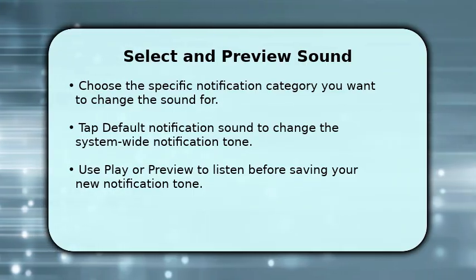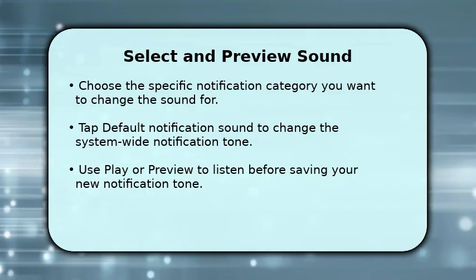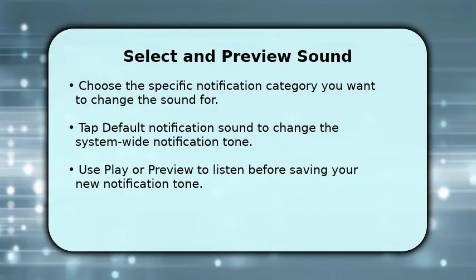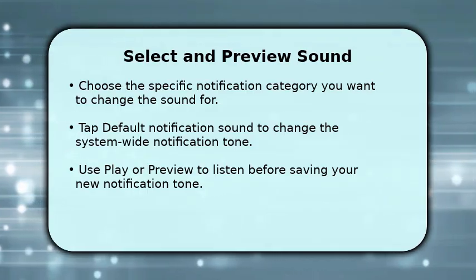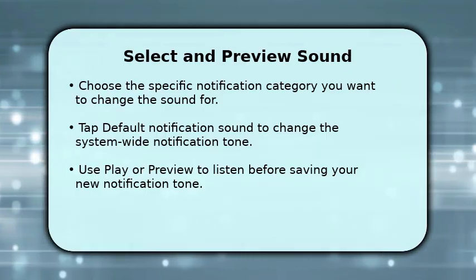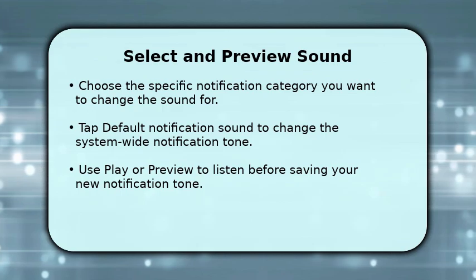To use a custom file, choose Add or Select from Files and pick an audio file under 30 seconds. Grant permission to access storage if the system prompts for file selection. Adjust media volume while previewing to set your preferred loudness level.